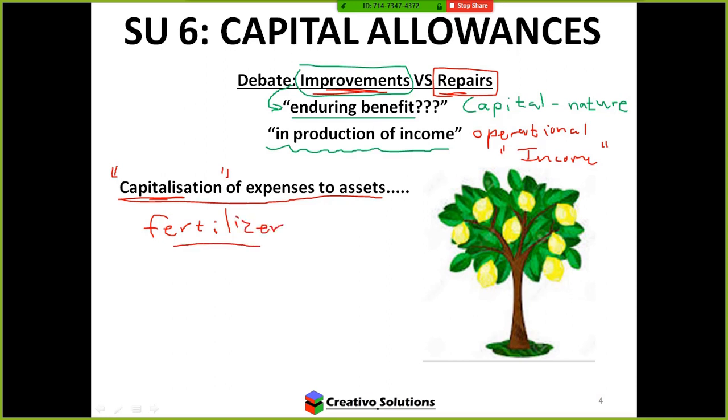Okay, what would fertilizer be considered as? Would fertilizer be considered an improvement, or let me use this, capital or income? What would fertilizer be linked to? I would say a repair. Yes, good. The repair or the fruits. Good. So the income.